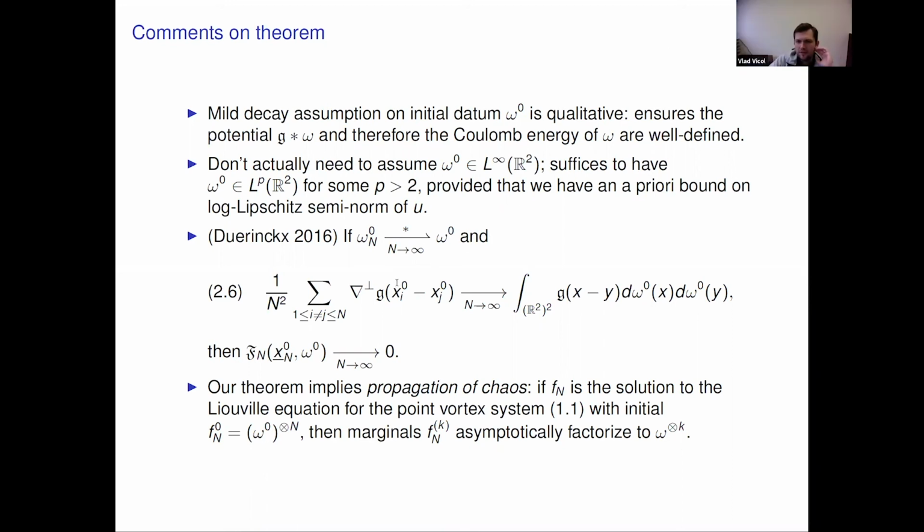Matt, may I ask you another stupid question? Sorry. Before I comment, it was just pointed out to me, yeah, there's a small typo, actually a slightly big typo, on the left-hand side of equation 2.6. Ignore that grad perp there. It should just be the G evaluated at xi naught minus xj naught. Yeah, sorry. Go ahead, Vlad.